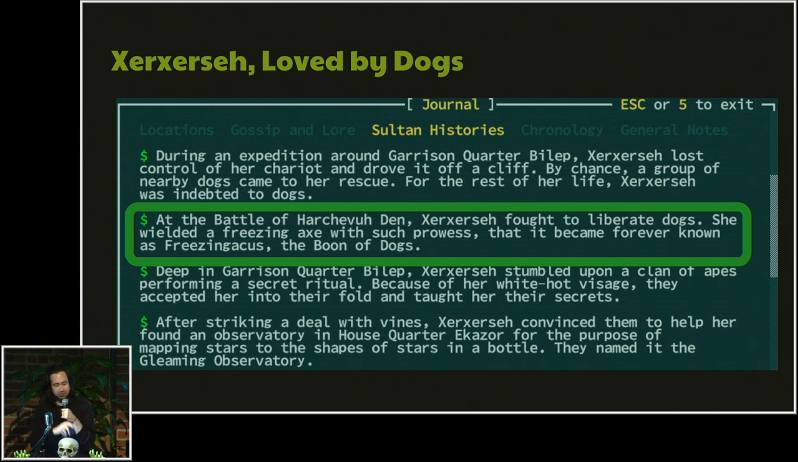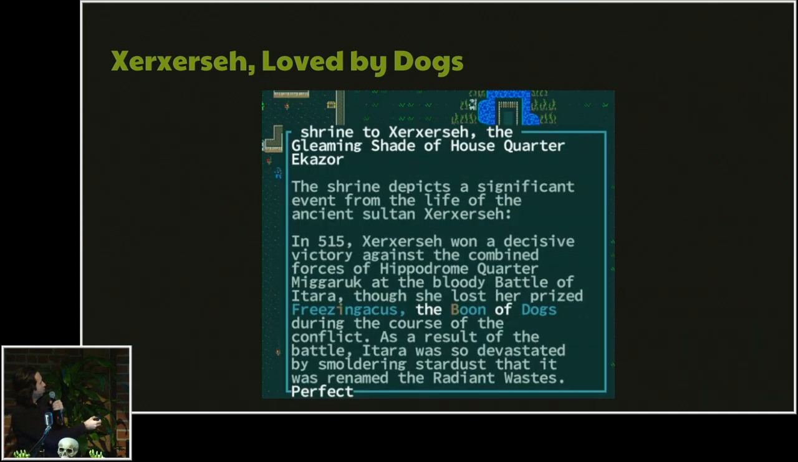Some of these name generators could use some work. But just like when we're generating the history and we end up taking the locations that we generated and instantiating them in the real world, we do the same with items. So here's another event. Okay, so really quickly, in 505, Sixersi won a decisive battle against the combined forces of the Hippodrome Quarter of Migaruk at the bloody Battle of Itara, though she lost her prize Freezingicus, the boon of dogs, during the course of the conflict.